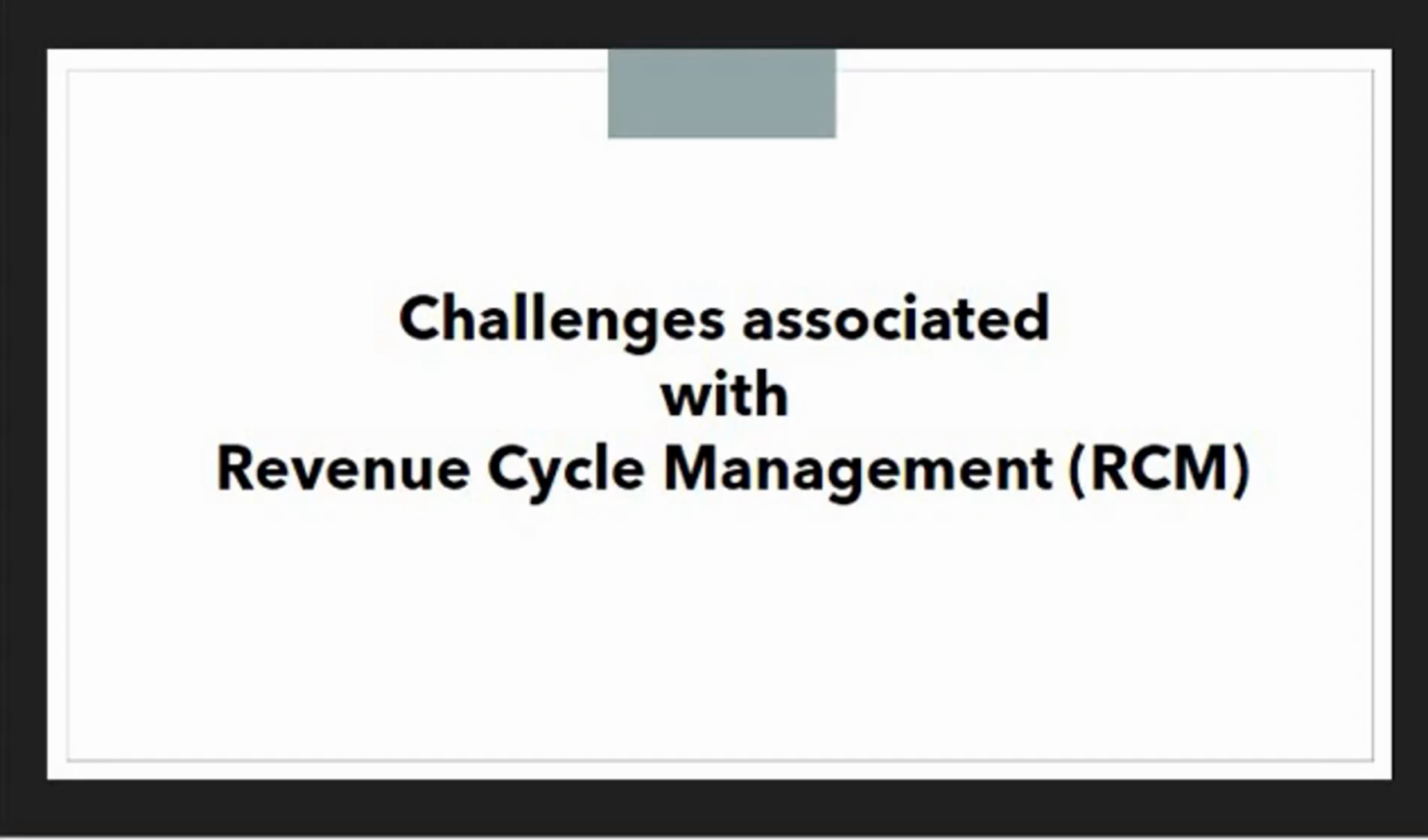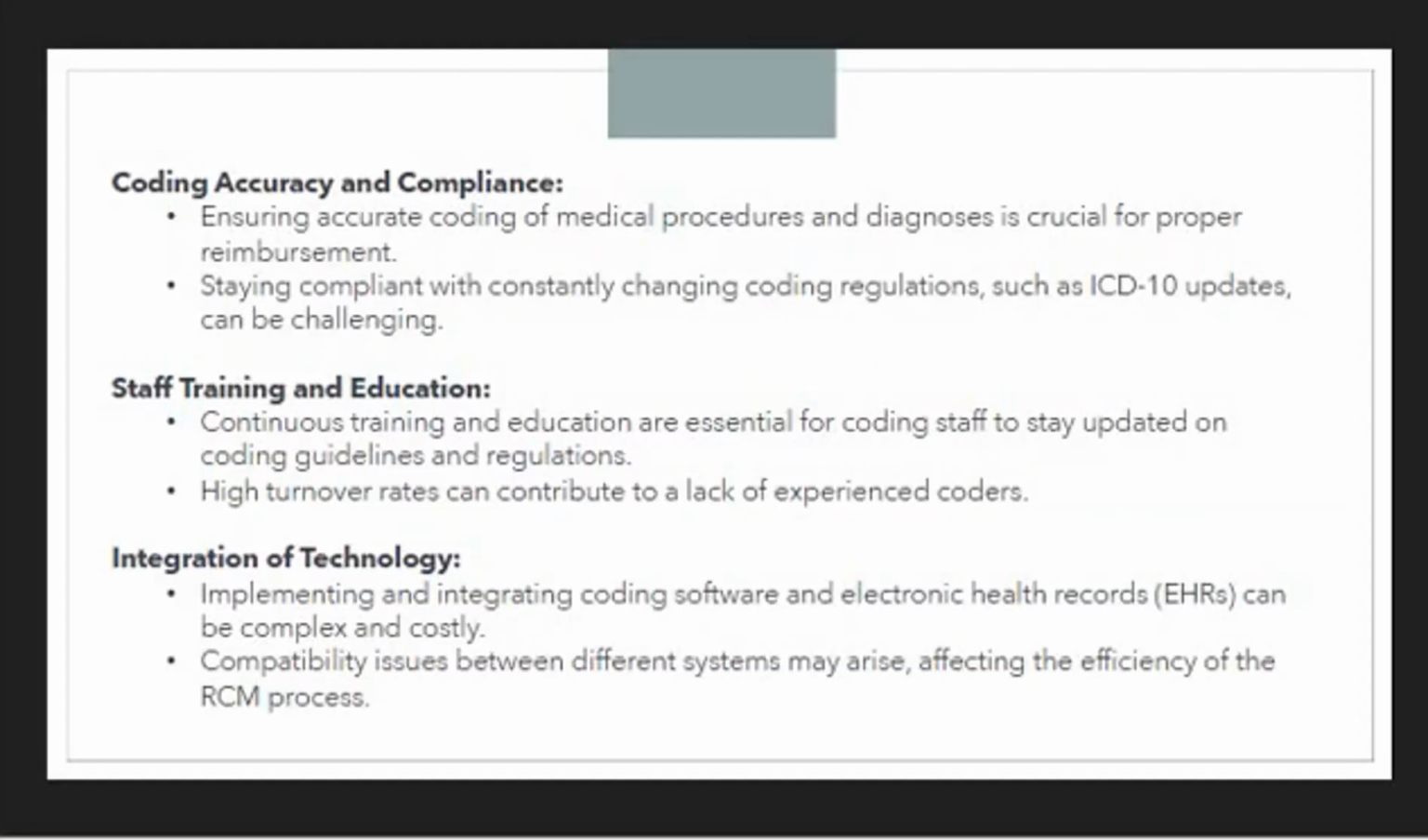Okay, so let's see what all things we have noted down here. So the first point, or the first thing that we can consider as a challenge, is coding accuracy and compliance. Why? Because everything is dependent on coding. If the coding is not accurate, then how can we expect that the proper reimbursement will proceed? Because coding is a very essential thing.